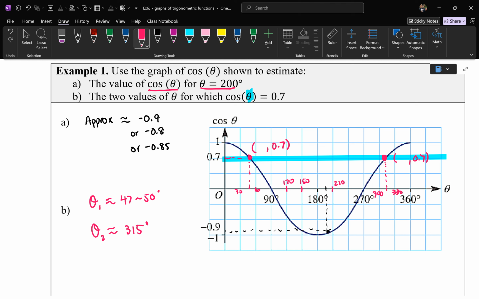Sorry, I got the timeline wrong. It was 270, 300, and 330, so it must be between 300 and 330. So approximately 315. And this one was between 30 and 60, so maybe approximately 45 to 50, somewhere there.